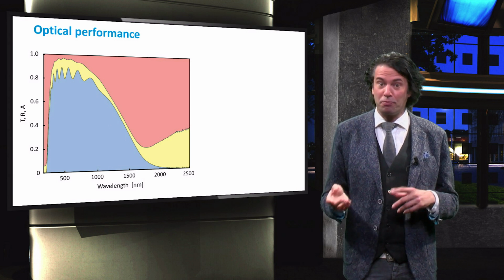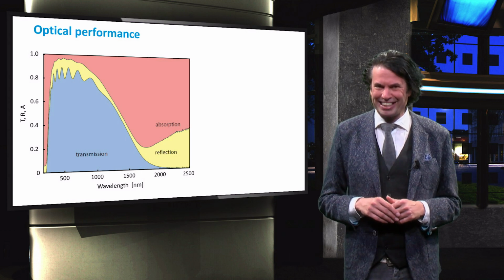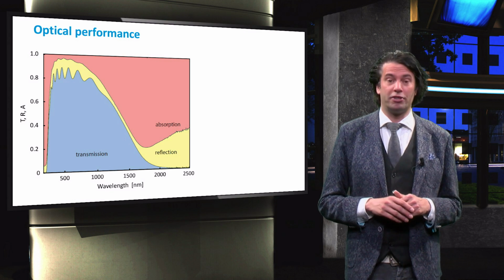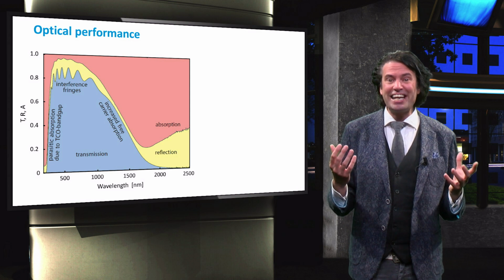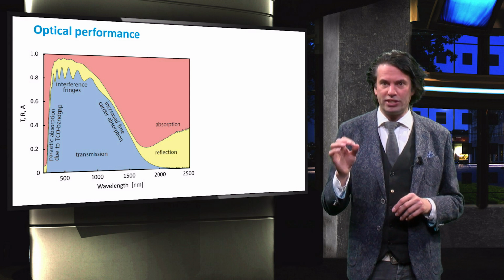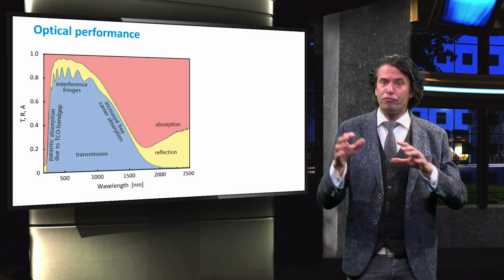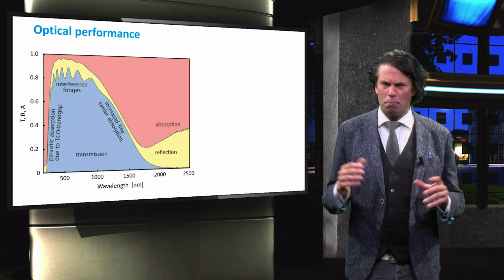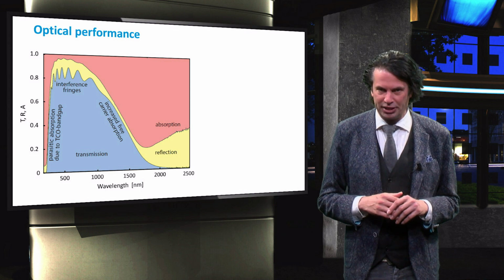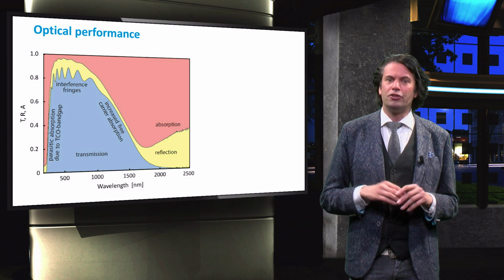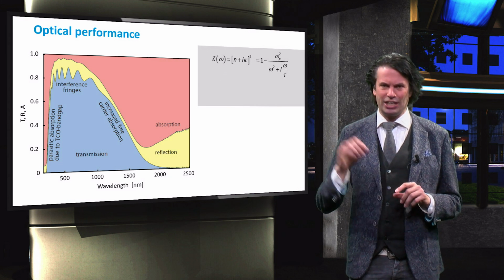As discussed in the previous video, the red, yellow and blue areas represent the absorption, reflection and transmission of the TCO layer respectively. We also discussed how the increased free carrier absorption can be explained with the Drude model of metals. This model describes how the free charge carriers in a semiconductor or metal absorb the light, usually in the infrared spectral range. In the Drude model, the frequency-dependent electric permittivity is given by this equation.